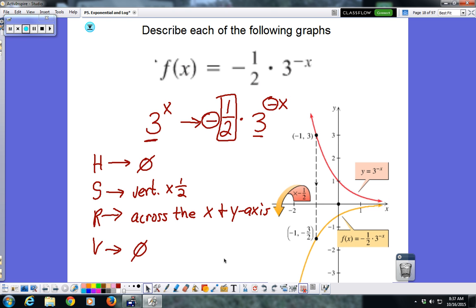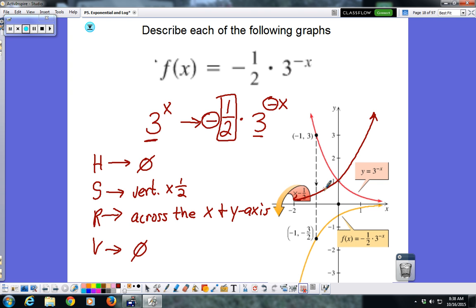And you might be saying, well, I'm not seeing both the flips there. Look what they used as their parent function. I don't like that. They used 3 to the negative x, which here, let me draw 3 to the positive x. Here's the one I started with. Here's 3 to the positive x power.